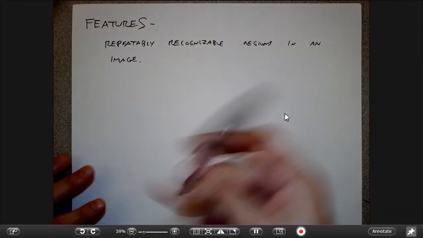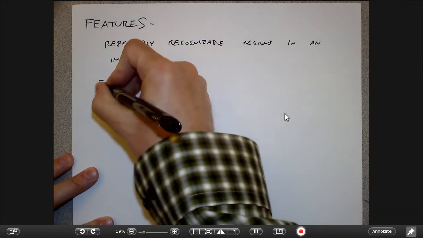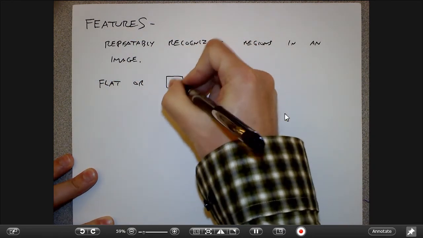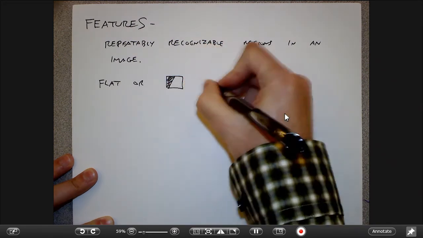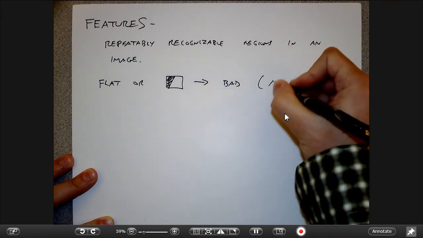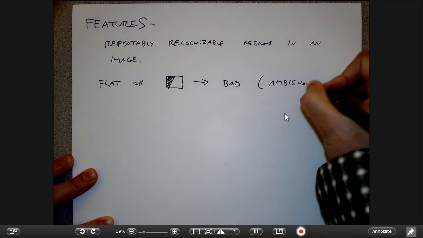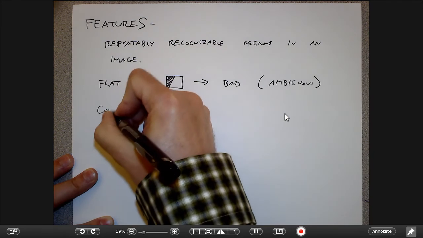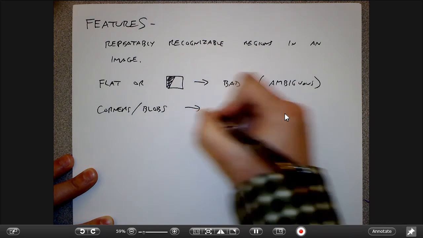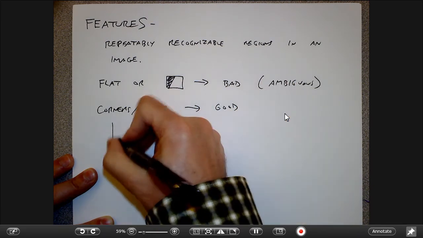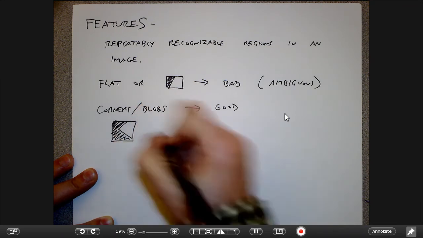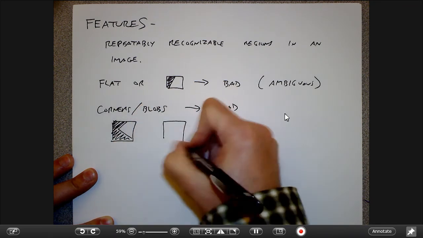Okay, so basically, flat regions that look like this, for example, are bad because the matching is going to be ambiguous. Corners and blobs are generally good, right? By a corner, I mean something like what I drew here, kind of like what I drew in the actual image. And a blob is something that's more like this, right?